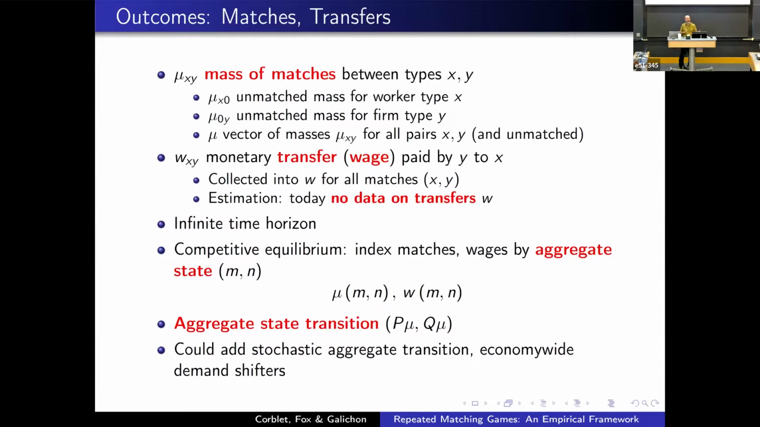These aggregate states are going to transition according to applying the individual worker and firm transition rules to the aggregate states. We can include other aggregate states that aren't specific to an individual worker or firm, like some kind of demand shifter for some industry, but that's not in the notation.